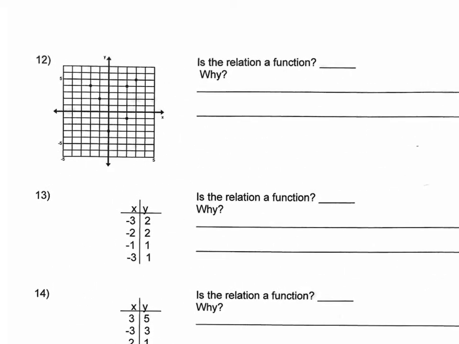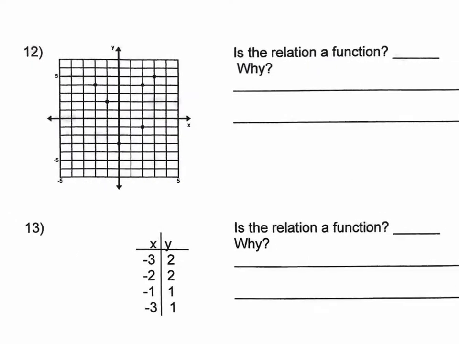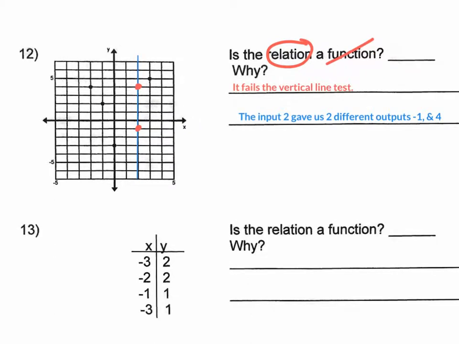Back side, let's look at number 12. Is this a function or a relation? You could use a vertical line test. Only one dot, only one dot, only one dot. Uh-oh. Right there, it's 2 dots. So it fails the vertical line test. There's a dot right there and right there. So is it a function or a relation? It's just a relation, not a function. Why? Because it fails the vertical line test. Or you could say that the input 2 gave you two different outputs, -1 and 4. Think about that. Here's the input 2, the x value of 2. It gives you 4 and also -1 as the outputs.